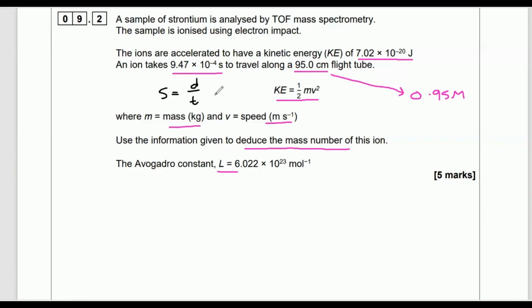We're going to need Avogadro's constant, and the actual problem we're being set is to deduce the mass of one ion. No, not deduce the mass of an ion. That's important, actually. That'd be a very small number. This is to deduce the Ar, or the mass number of this ion. So there's a mistake we could have made there.